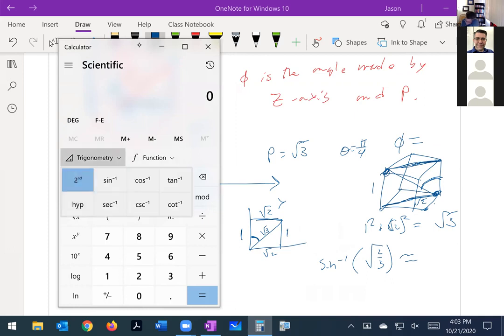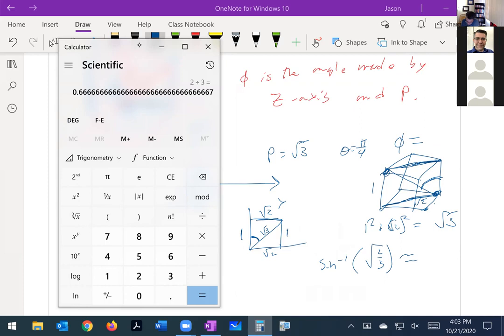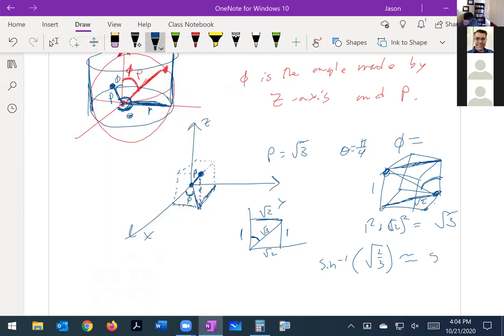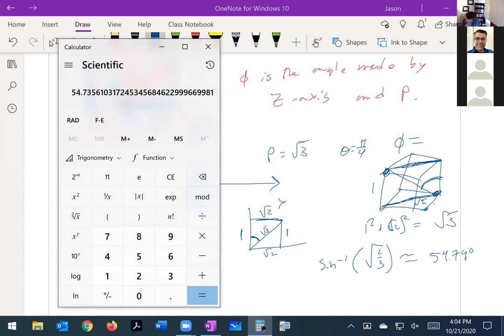Second, inverse sine of radical 2 over 3. So 2 divided by 3, radical, and then take the inverse sine of that bad boy. This is in degrees mode, so this is about 54.74 degrees. That's interesting. If I want it in radians, let's put it in radians.